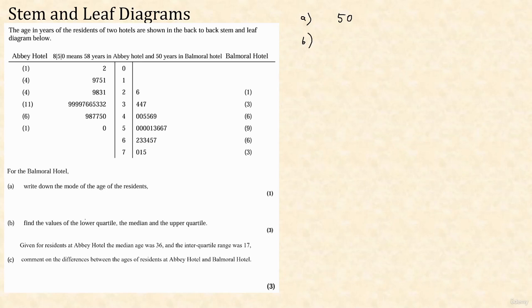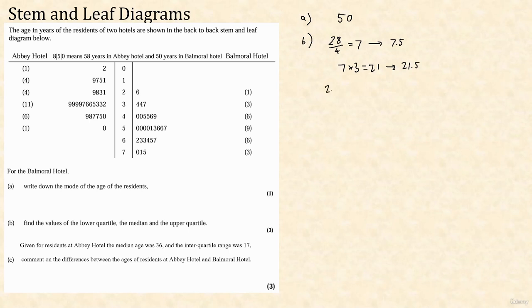And also for the Balmoral, find the values of the lower quartile, median, and upper quartile. Well, I need to know how many data points there are, so I can just add up these numbers. 1 plus 3 is 4, plus 6 is 10, plus 9 is 19, plus 6 is 25, plus 3 is 28. So my lower quartile is 28 over 4 is 7, since it's a whole number. Push it up by 0.5. For the upper quartile, it's going to be that number times 3, which is 21. Not round, but push that up to 21.5, and that's for the upper and lower quartile.